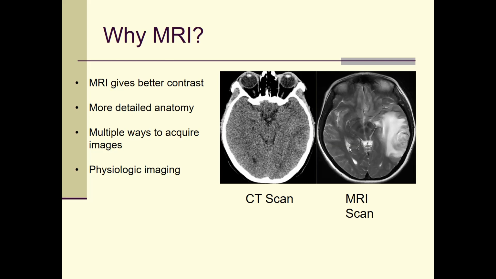And this is one of the sequences called T2 weighted imaging. The water is bright and the tissue is dark. And you can use other types of imaging to differentiate the tissue characteristics. Also, MRI can do physiologic imaging. I'm going to show you data, including diffusion or perfusion imaging, to characterize the tissue consistency or vascularity of the lesion.